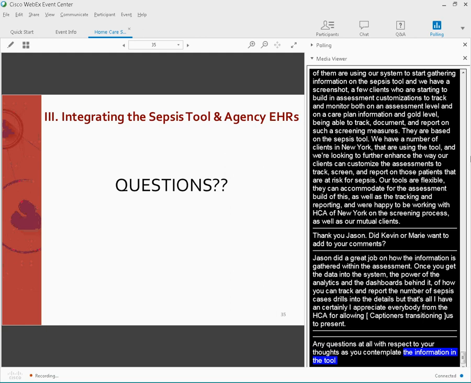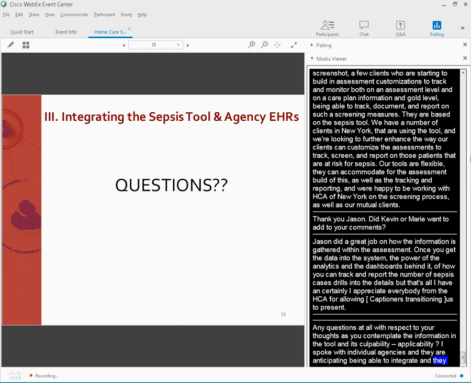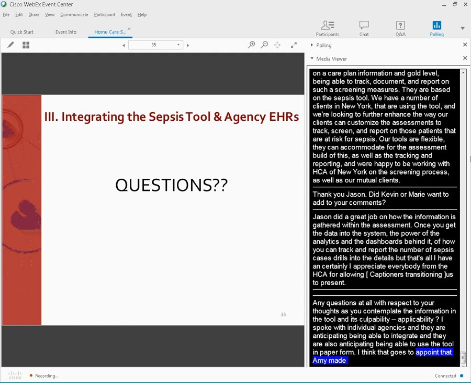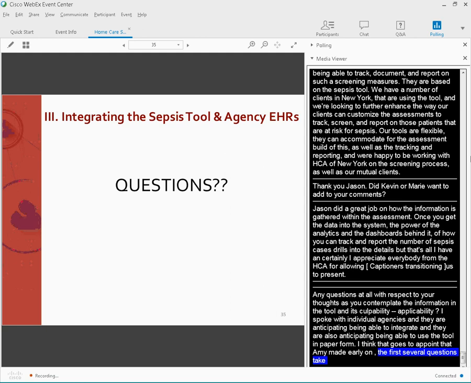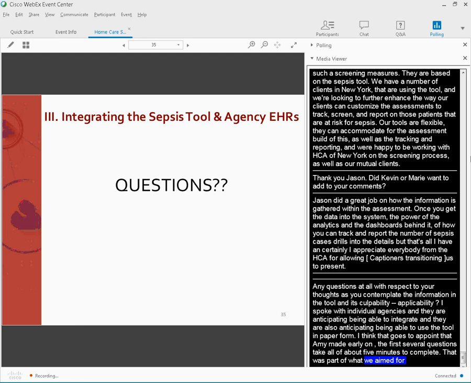I can say that I spoke with some individual agencies who are part of the pilot study now. They're anticipating being able to integrate, but they're also able to pretty efficiently use the tool basically in paper form at this point until that time. And I think that goes to a point that Amy made early on when she said the first several questions take all of about 5 minutes to complete. So that was part of what we aimed for as we were formulating and then beta testing the tool, how user-friendly the tool was even in paper format.